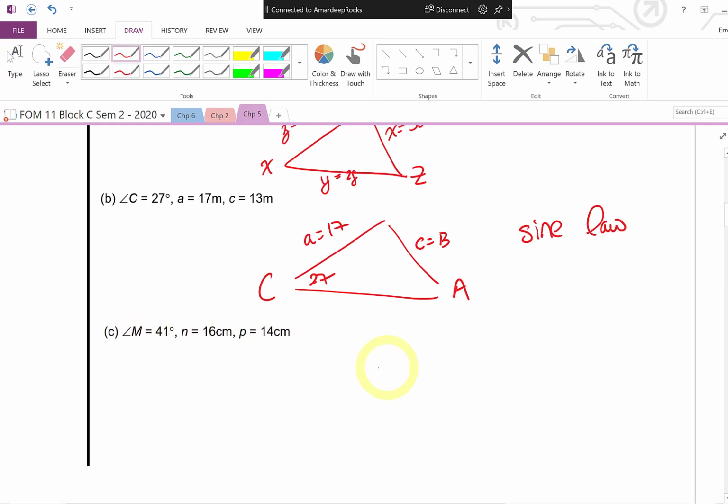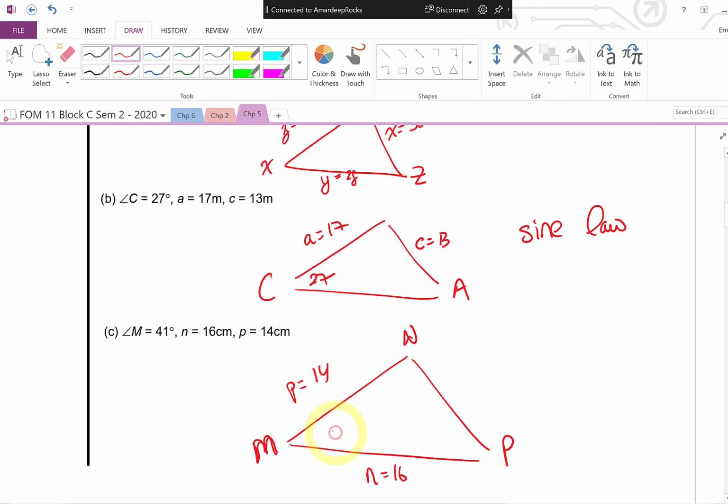Angle M and P. So here we go. I'm just going to draw the same triangle. This will be M and P. So little n is 16, little p is 14, and angle n is 41. Now, what's interesting about this is what's called side angle side. So if you know two sides and a contained angle, which means where these two sides meet, if you know the angle in between, it's automatically cosine law. Okay, so again, if you know two sides and the contained angle, it's automatically cosine law.